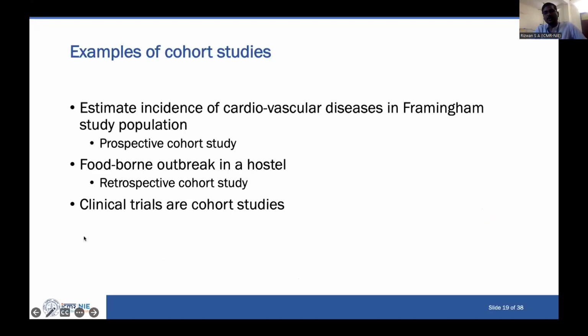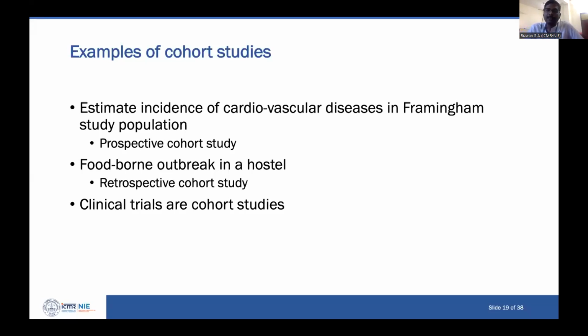Examples of cohort studies: estimation of incidence of cardiovascular diseases in the Framingham study population was a prospective cohort study. Food outbreak investigations in hostels or other workplace settings can be considered retrospective cohort studies, where you go after the outbreak has happened. Everybody has eaten some food; some of them developed diarrhea, some of them did not. The outbreak is now over, but you go back to the hostel and collect data about the past event, trying to find the association between eating a particular food item and having diarrhea.